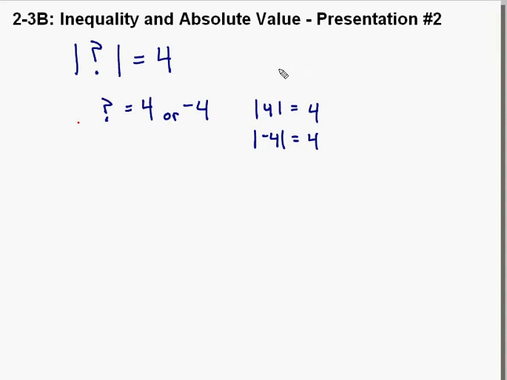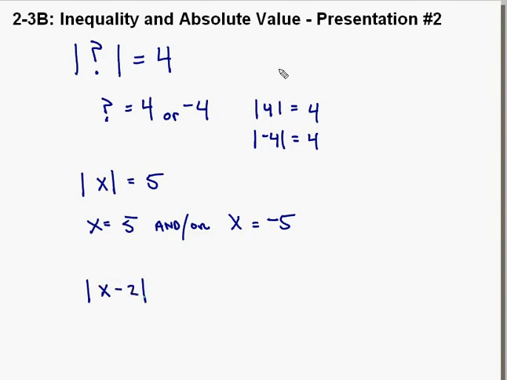All right, so if I asked you for the absolute value of x equals 5, you would tell me that x is equal to 5 and or x is equal to -5. Now let's make this a little bit more interesting. What happens if I said the absolute value of x minus 2 is equal to 5?